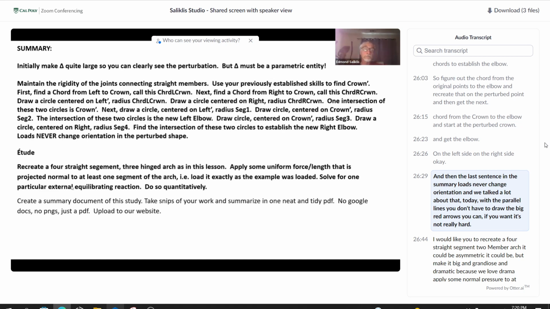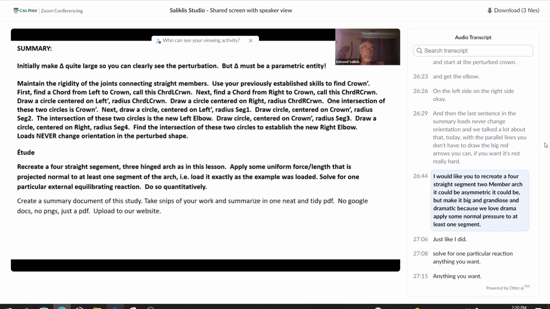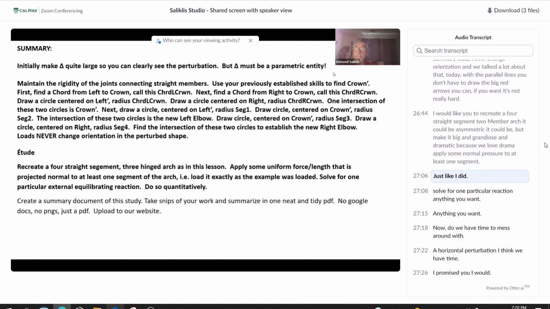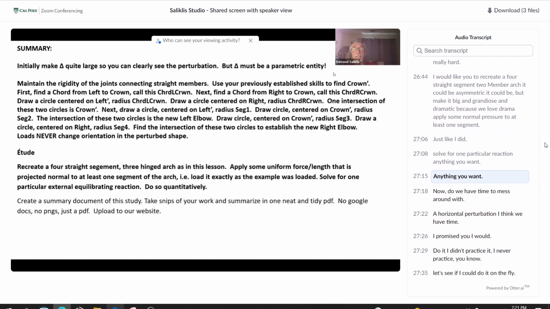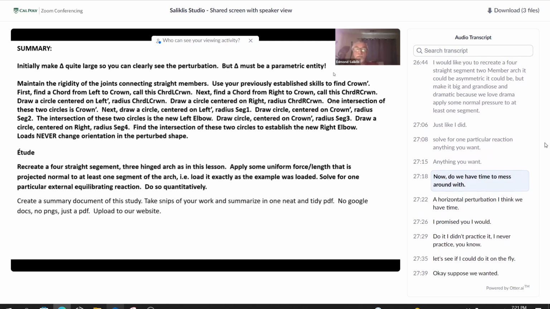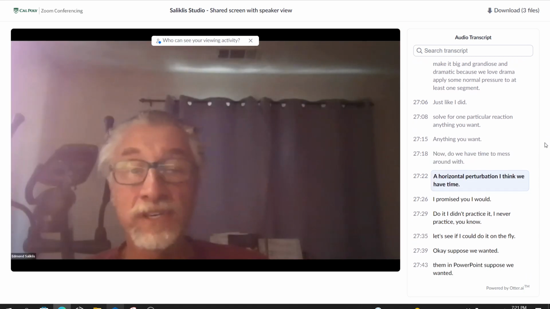It's not really hard. I would like you to recreate a 4-straight-segment, 2-member arch. It could be asymmetric. It could be, but make it big and grandiose and dramatic because we love drama. Apply some normal pressure to at least one segment, just like I did. Solve for one particular reaction, anything you want. Now, do we have time to mess around with a horizontal perturbation? I think we have time.